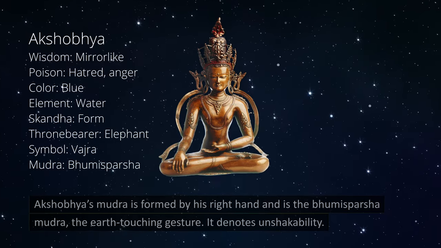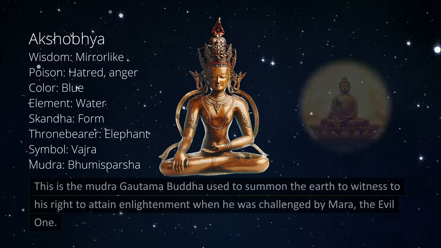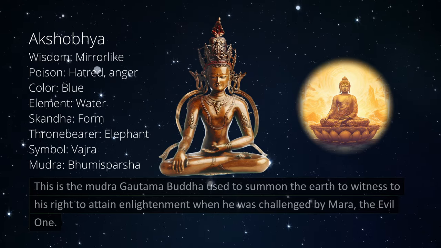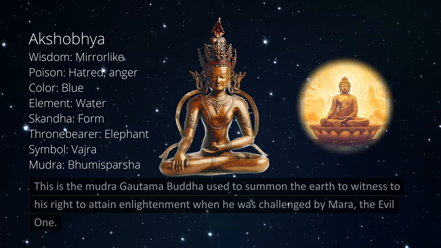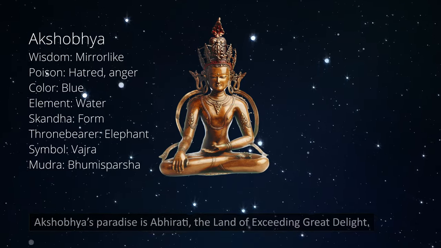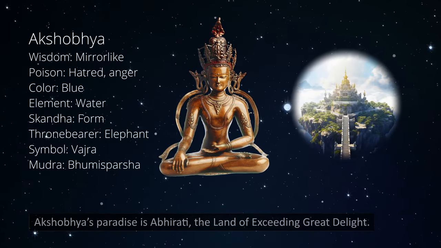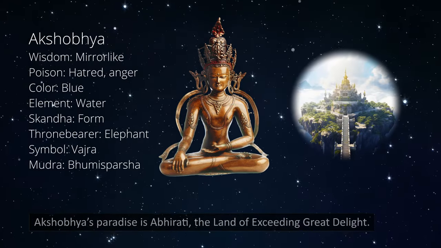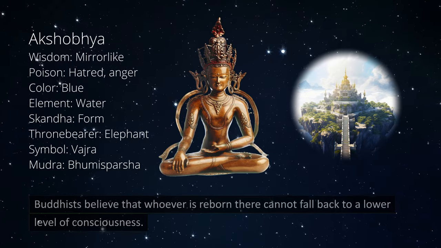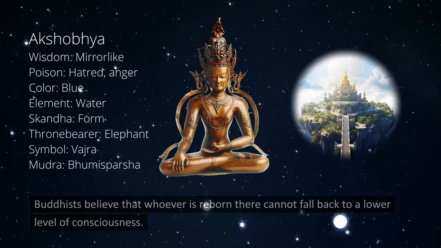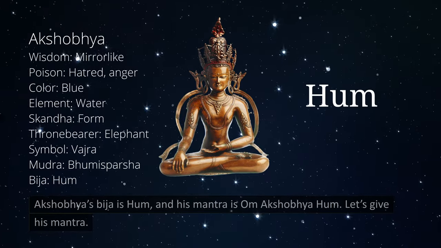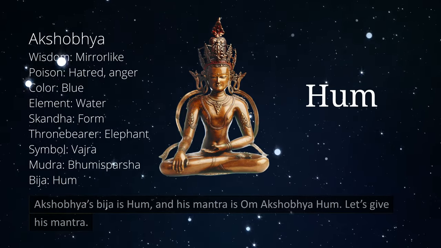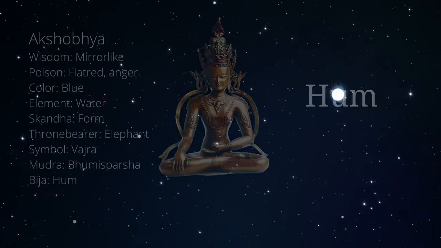It denotes unshakability. This is the mudra Gautama Buddha used to summon the earth to witness to his right to attain enlightenment when he was challenged by Mara, the evil one. Akshobhya's paradise is Abharati, the land of exceeding great delight. Buddhists believe that whoever is reborn there cannot fall back to a lower level of consciousness. Akshobhya's bija is hum, and his mantra is Om Akshobhya Hum. Let's give his mantra.